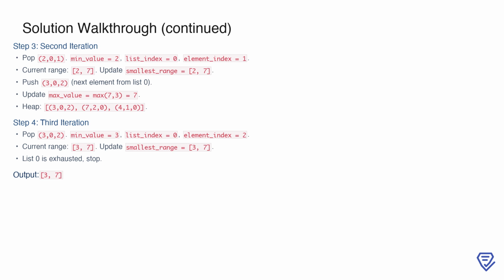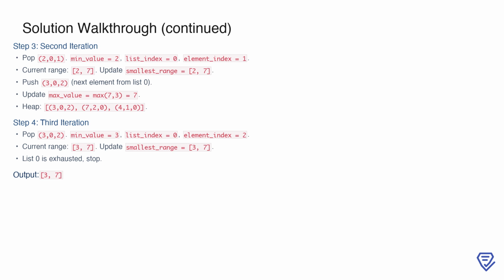In the second iteration, we pop (2, 0, 1) from the heap. This represents the next smallest value, giving us a new range, [2, 7]. Since this range is still valid and smaller than the previous one, we update smallest_range to [2, 7]. Then, we push the next element from list 0, (3, 0, 2), into the heap. The max_value remains 7 as max(7, 3) does not change. The heap now contains (3, 0, 2), (7, 2, 0), (4, 1, 0).